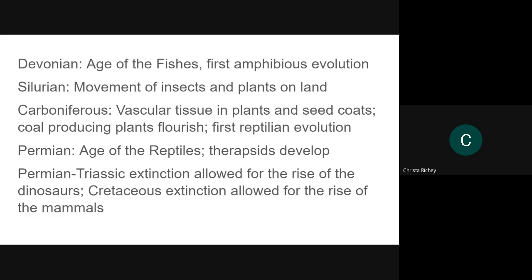I do not think there's another slide. That should have been everything. Is there anything that you did not get on this review? Because this is what you need to be able to do for your test.